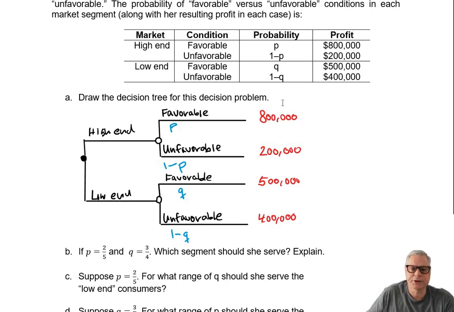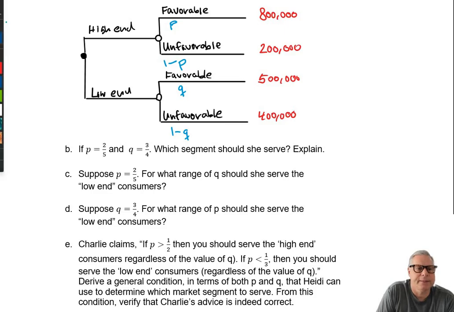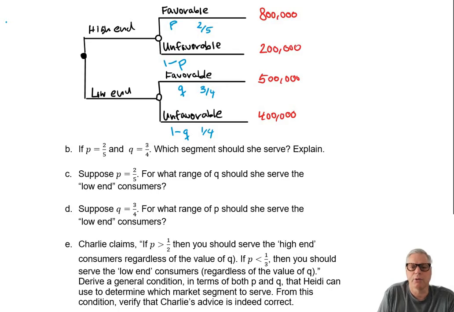Okay, so next question. If the probability of favorable in the high-end market is 2/5, let's put 2/5 here, and 3/4 for Q. Well, that means that 1 minus Q is 1/4 and 1 minus P is 3/5. So, which segment should she serve?